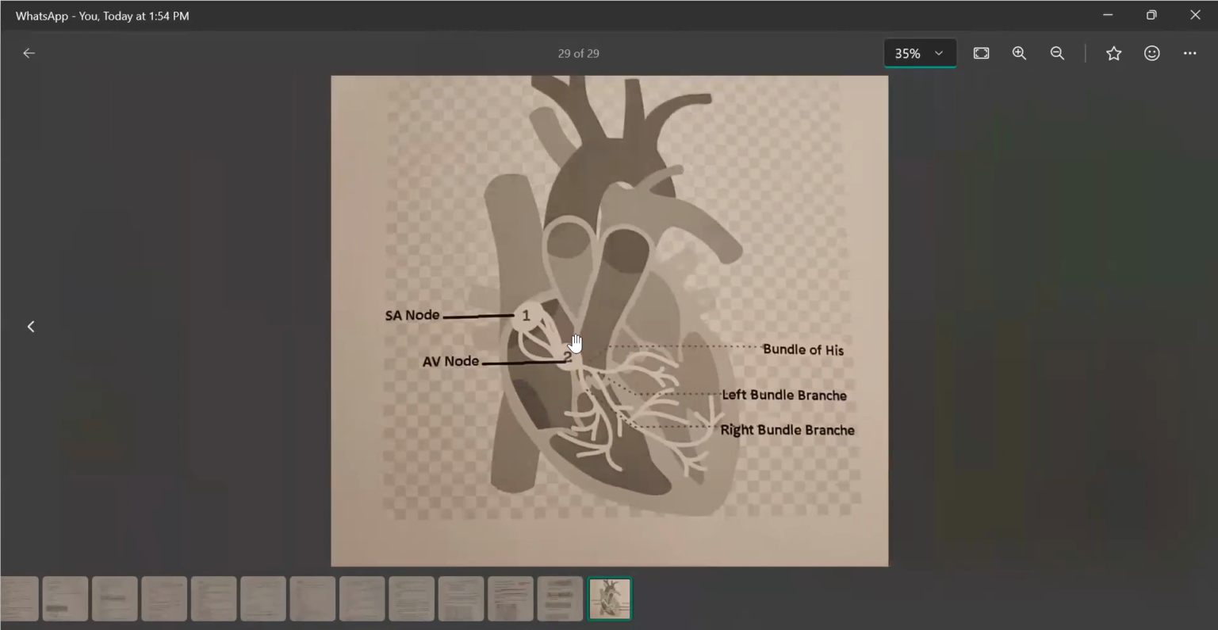SA node is number 1. AV node is number 2. Bundle of His. Left bundle branch. Right bundle branch. This is the end. EKG review questions.